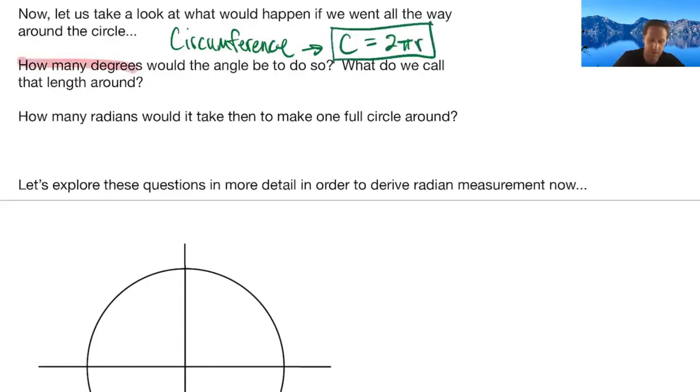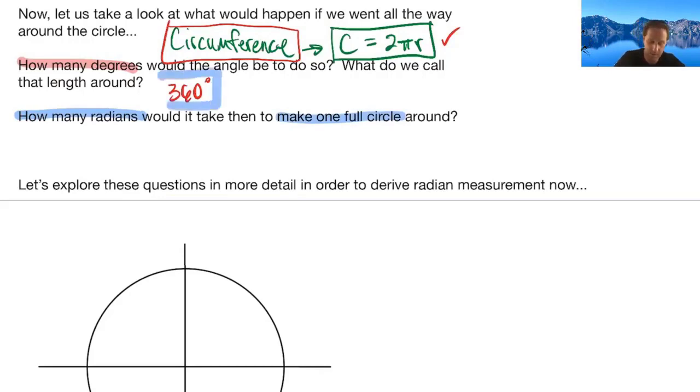So how many degrees would the angle be in order for us to go all the way around our circle? We know that by definition it is 360 degrees. And we said the length to go all the way around a circle is called the circumference, and this is the formula for that. So then this new form of measuring an angle we call a radian, we want to know how many radians would it take to make one full circle as well.